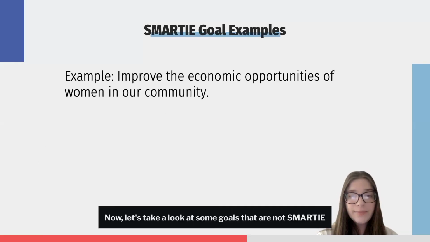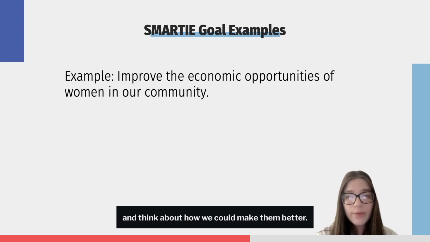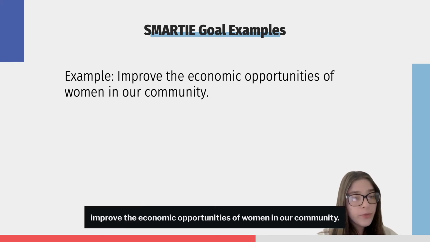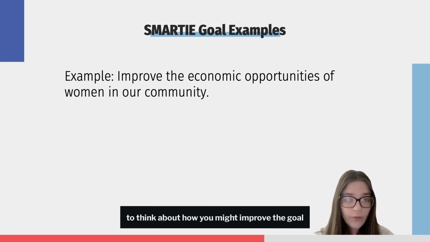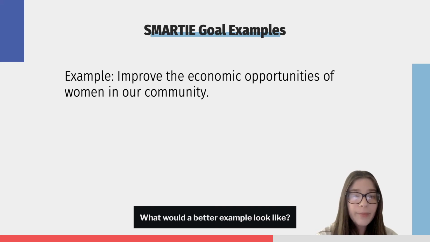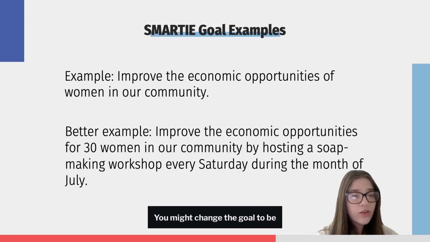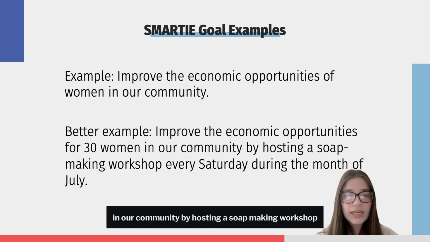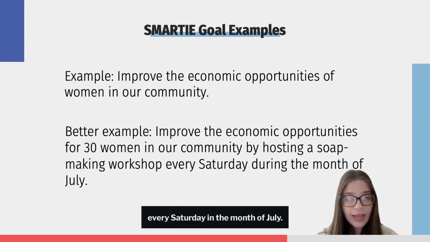Now, let's take a look at some goals that are not SMARTIE and think about how we could make them better. So let's take a look at this example. Improve the economic opportunities of women in our community. Pause the video for a moment to think about how you might improve this goal and make it SMARTIE. What would a better example look like? You might change the goal to be improve the economic opportunities for 30 women in our community by hosting a soap making workshop every Saturday in the month of July.